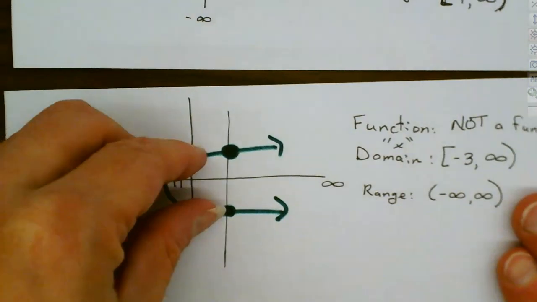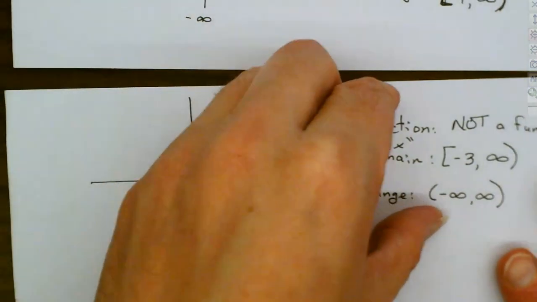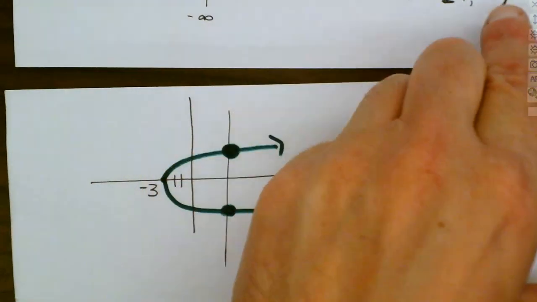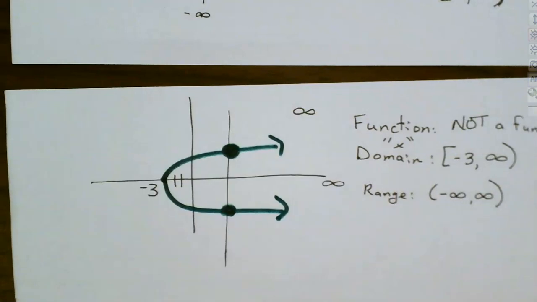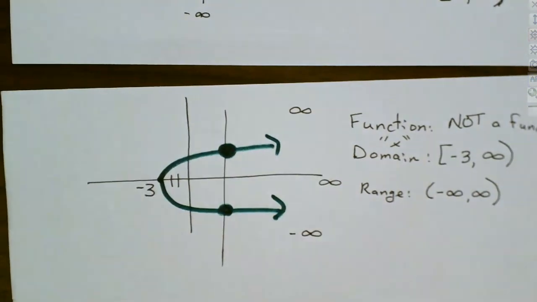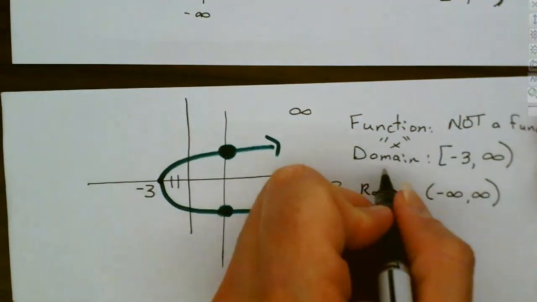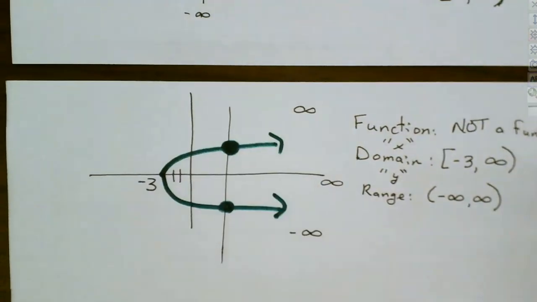As I follow this green graph, what's happening to my fingers? One's going up, right? One's going down. So as it goes up to positive infinity, and as it goes down to negative infinity. So the range is the y part, the up and down part. The domain is the x, the left and right part.